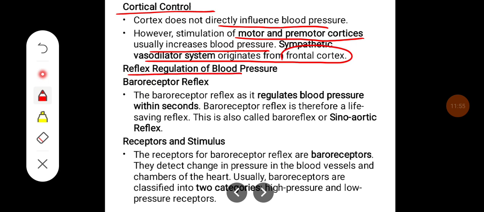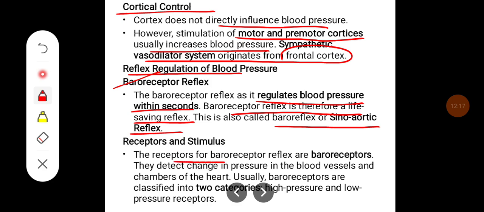Then coming to the reflex regulation of the blood pressure. Baroreceptor reflex. The baroreceptor reflex regulates the blood pressure within seconds. The baroreceptor reflex is therefore a life-saving reflex. This is also called the baroreflex, sinoaortic reflex, or Marey's reflex.